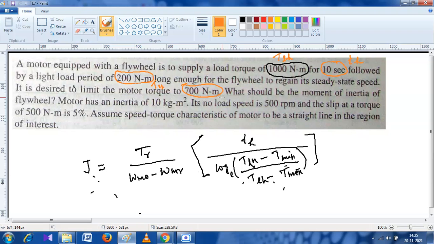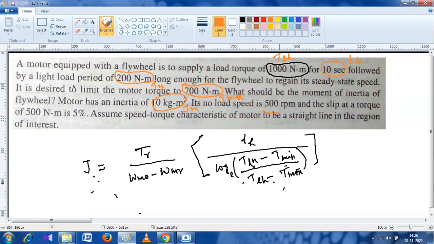What is that quantity? It is desired to limit the motor torque to 700 newton meter. The maximum motor torque is 700 newton meter. Because here it is written that it is desired to limit the motor torque to 700. That means you have to restrict the motor torque within 700 newton meter. That means this is T max. And this is basically the motor moment of inertia, that means JM.